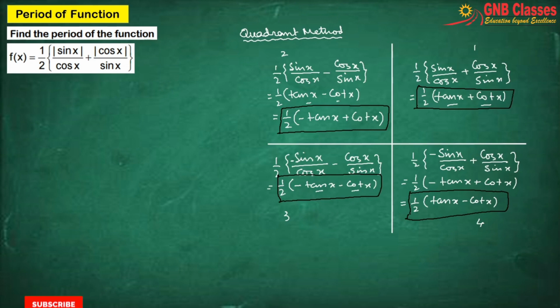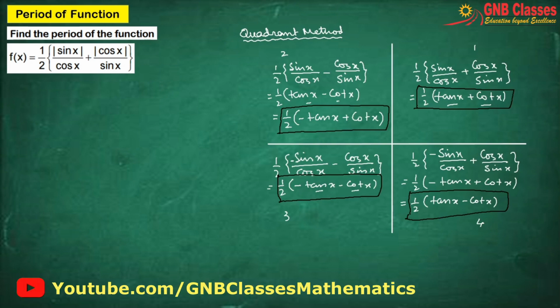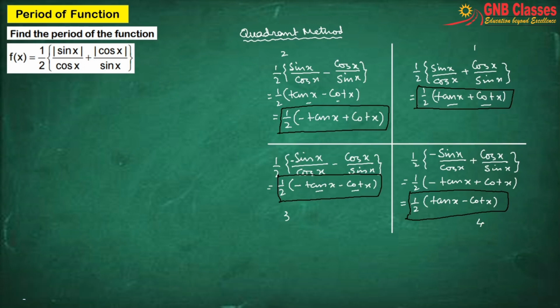And in the second step, whatever derived function we got in each quadrant, we have checked whether that ratio is positive or negative in that quadrant. If it is positive, we leave that function as it is. And if that ratio is negative, we have written a minus sign before that ratio. Is it clear? So these are the two steps that we have to remember.